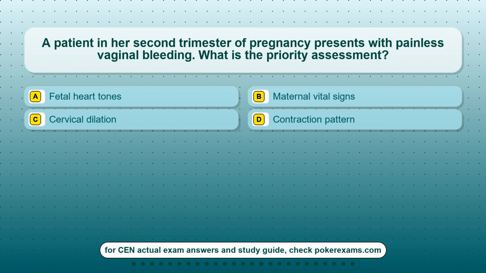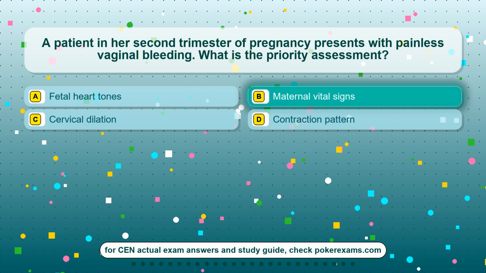Question 15. A patient in her second trimester of pregnancy presents with painless vaginal bleeding. What is the priority assessment? Option A. Fetal heart tones. Option B. Maternal vital signs. Option C. Cervical dilation. Option D. Contraction pattern.